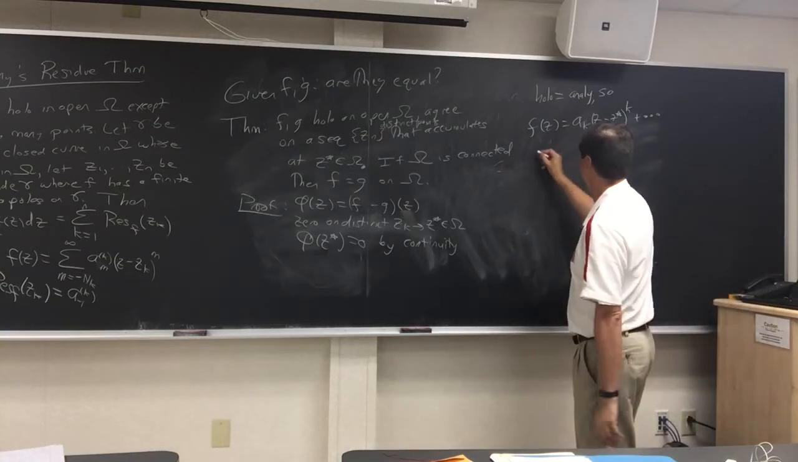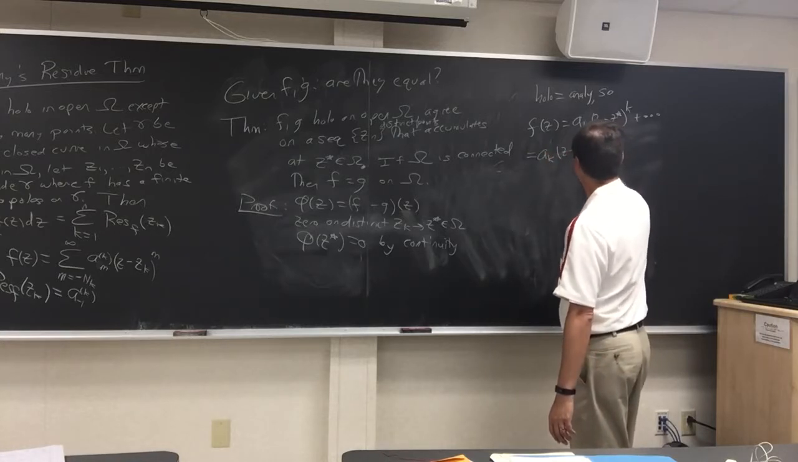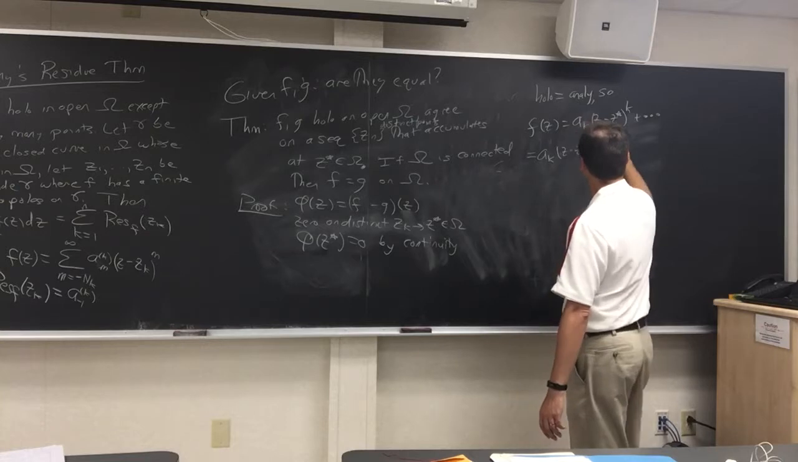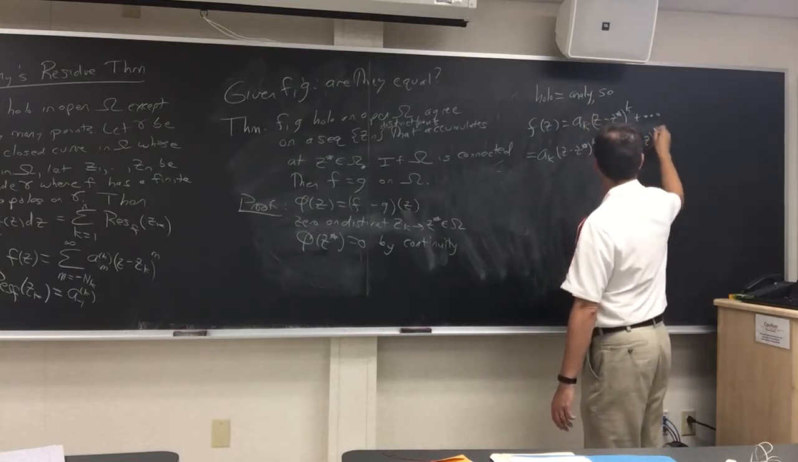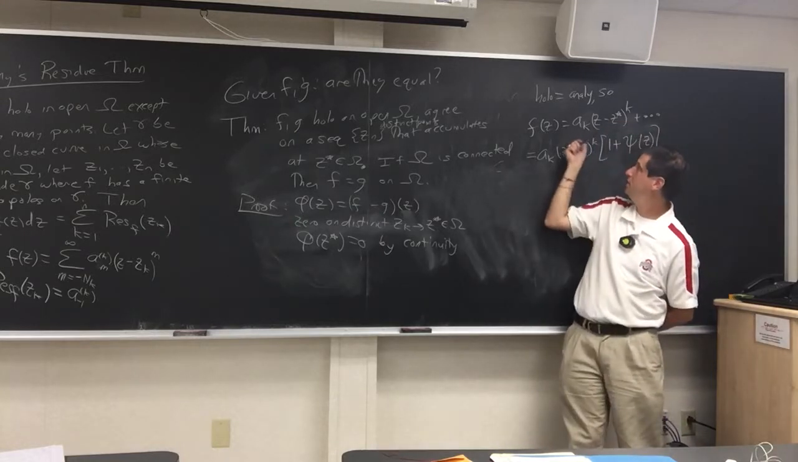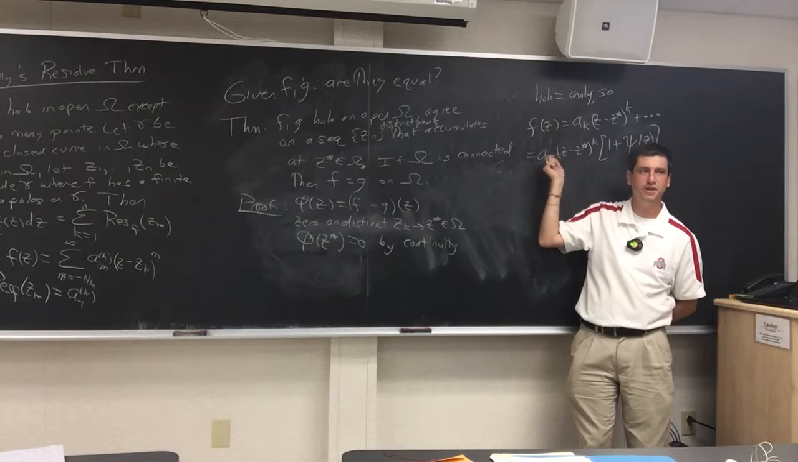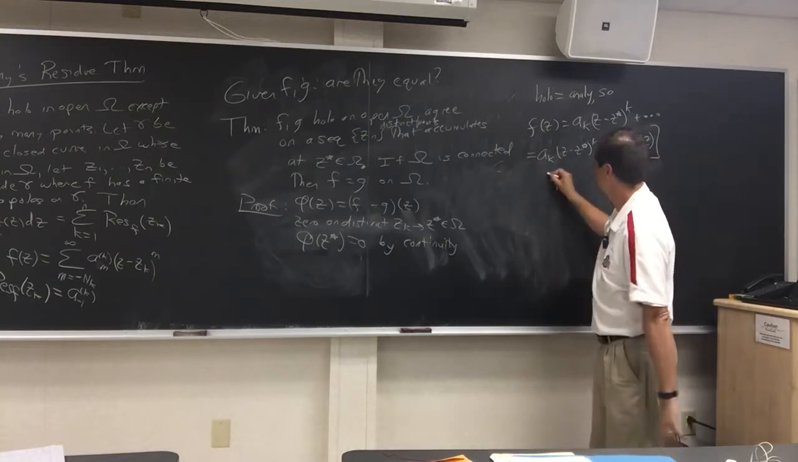We can then rewrite this as a_k (z minus z star)^k times (1 plus c of z). Right? Just pull out the a_k (z minus z star)^k. a_k is not 0. k is greater than or equal to 1.